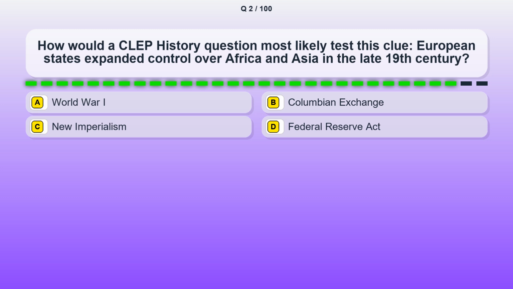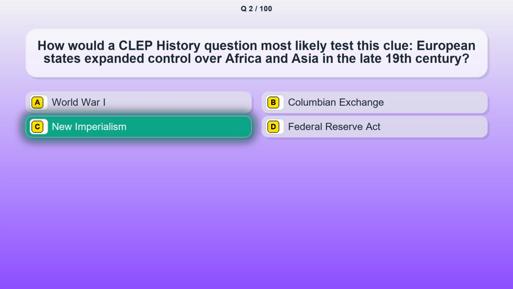Question 2. How would a CLEP history question most likely test this clue? European states expanded control over Africa and Asia in the late 19th century? Option A. World War I. Option B. Columbian Exchange. Option C. New Imperialism. Option D. Federal Reserve Act.